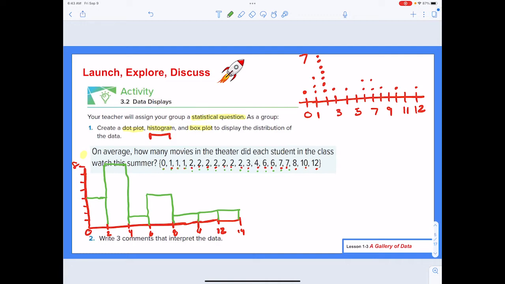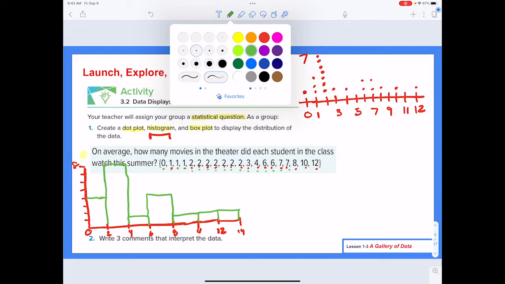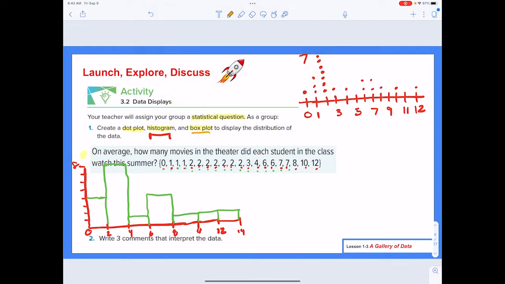All right, and then finally, let's take a look at the box plot. For the box plot, we need to find our 5 numbers. So we need to first of all find the median. The median's going to be in the middle. We have a total of 1, 2, 3, 4, 5, 6, 7, 8, 9, 10, 11, 12, 13, 14, 15, 16, 17, 18, 19, 20. So the middle is going to be in 10. So let's go 1, 2, 3, 4, 5, 6, 7, 8, 9, 10. So our middle's right here. That's our median at 10.